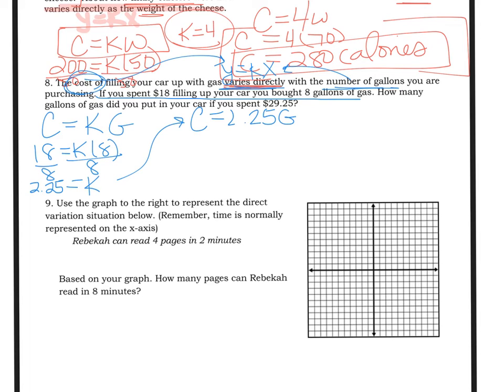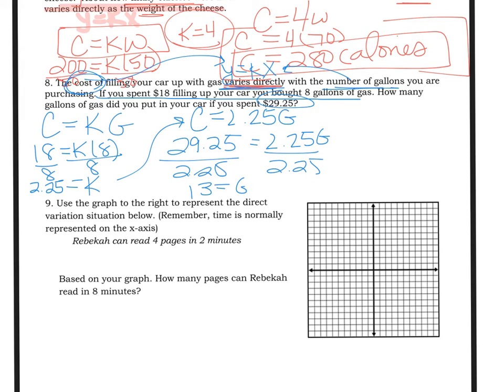Now I'm going to answer the last question. How many gallons of gas did you put in your car if you spent this much money? Because I spent this much money, I'm going to plug that in for C. And then I'm going to divide by 2.25 to find my number of gallons. If I type that in my calculator, I get 13 equals G, so it's 13 gallons. Okay?